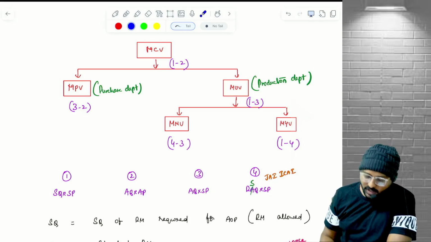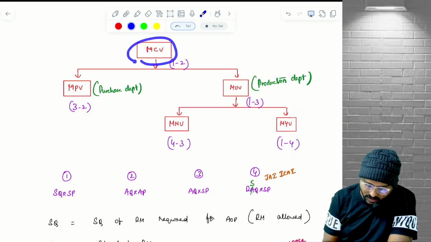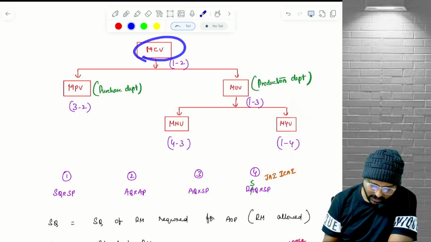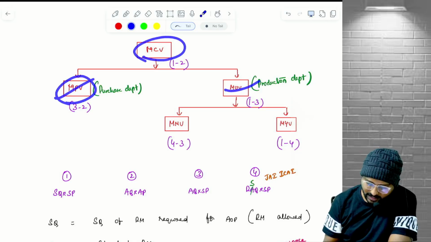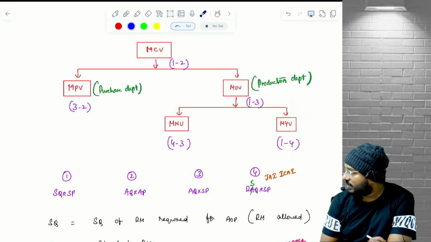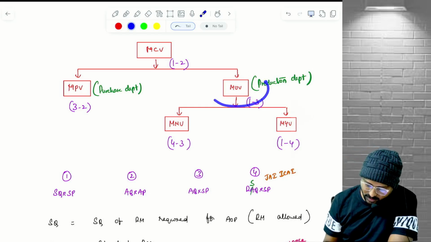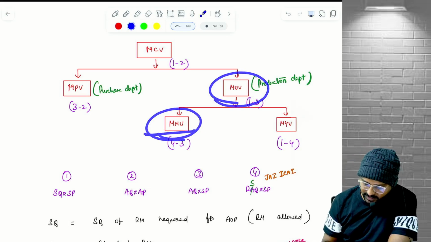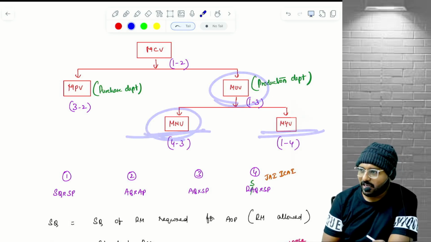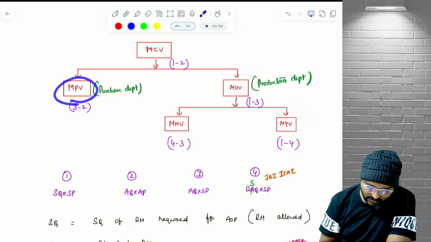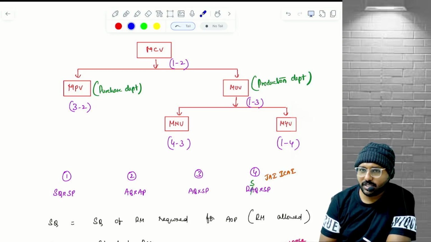What is the procedure first? Material cost variance. Then it will be divided into two: price variance and usage variance. MPV means material price variance. Then you have material usage variance. Material usage variance will be further classified into material mix variance and material yield variance. Now, you know that for price variance, who is responsible? Purchasing department.